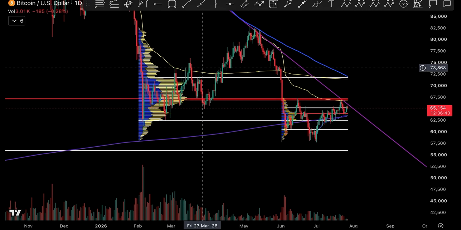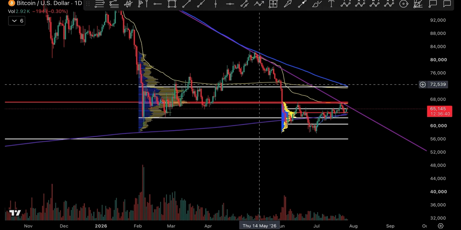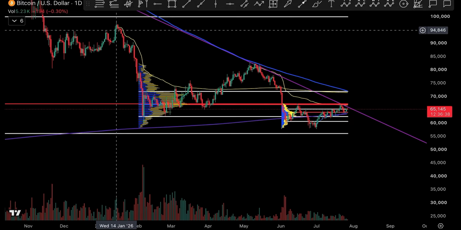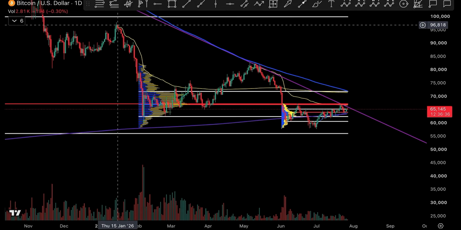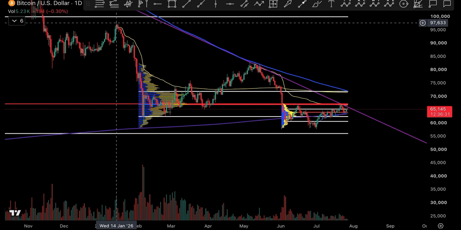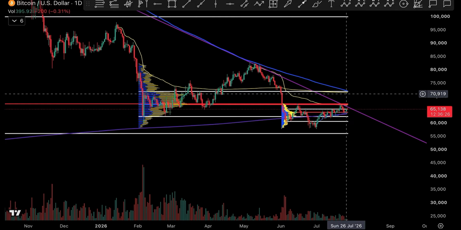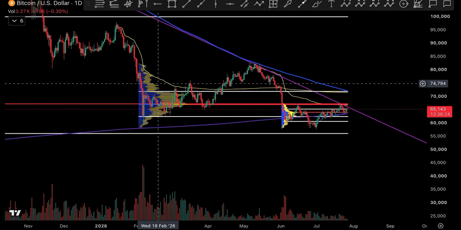You can see that we have this anchored VWAP, which is from the previous top here. This was your Jan, what is this, 14 Jan top, okay? We had 97K top here. And if you draw the anchored VWAP, which is the downtrending from here, this aligns at the same place as this larger range.